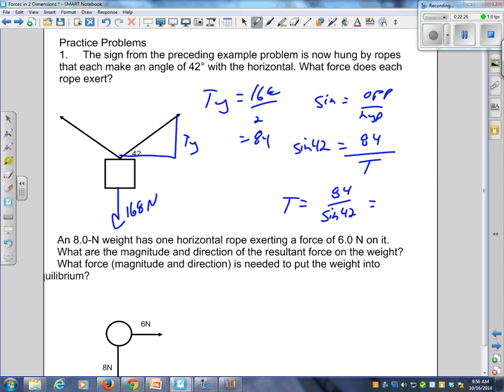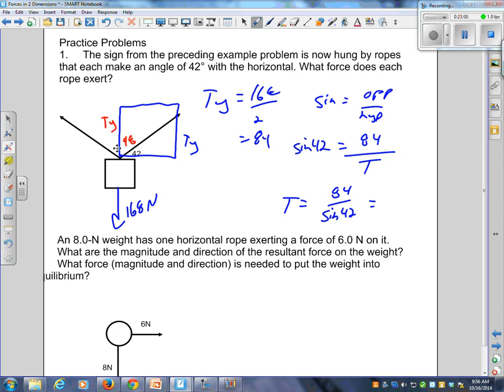Would it always be the same formula? Well, it'll always be sine as long as you're talking about which angle. If I did it the other way, this angle here would be 48, wouldn't it? And my Ty would be right here. So if I've got this angle, then the Ty is adjacent, and you'd have to use cosine. So I can't say yes always, because if I give you that angle, it's going to be cosine.